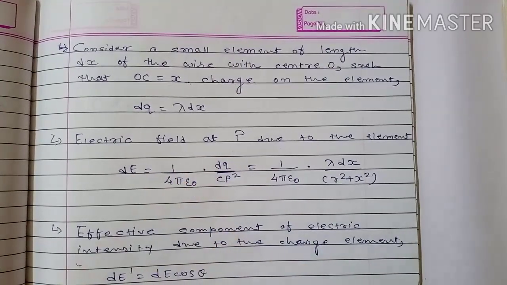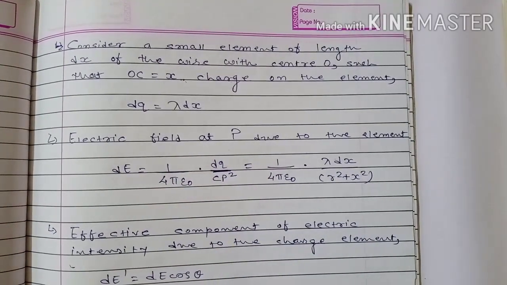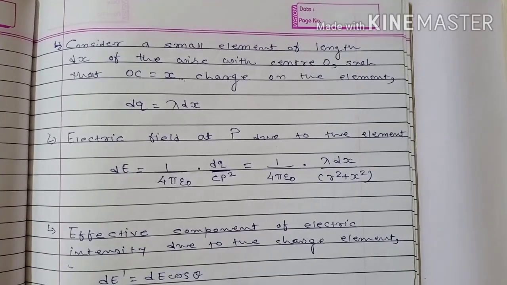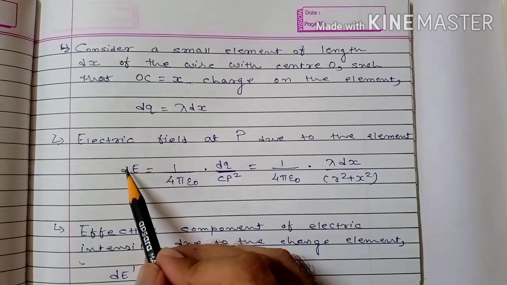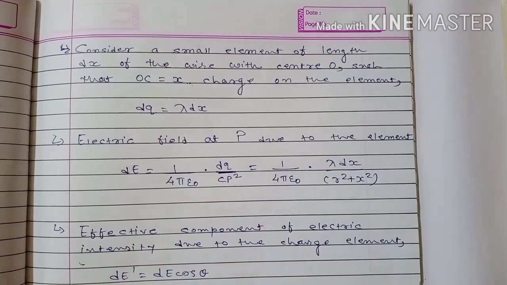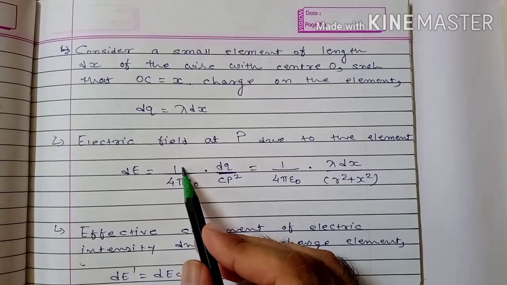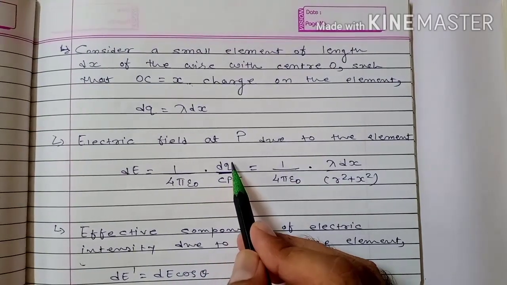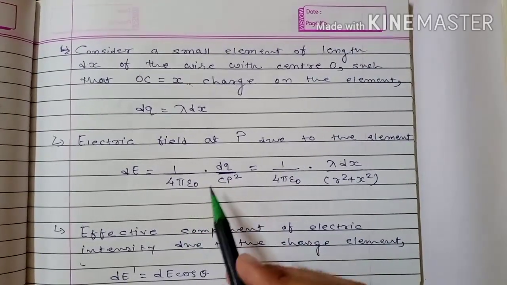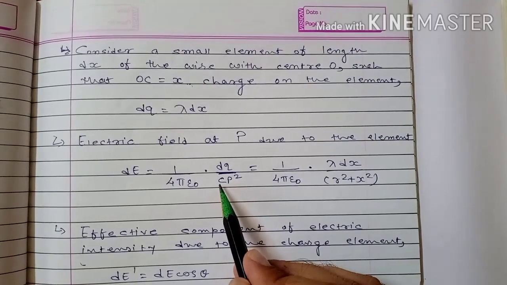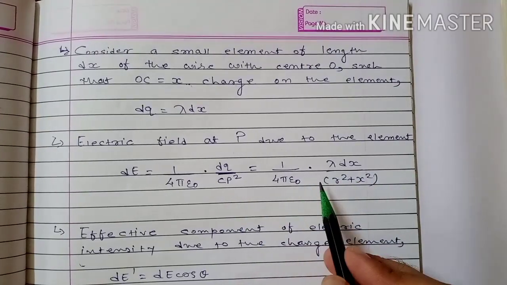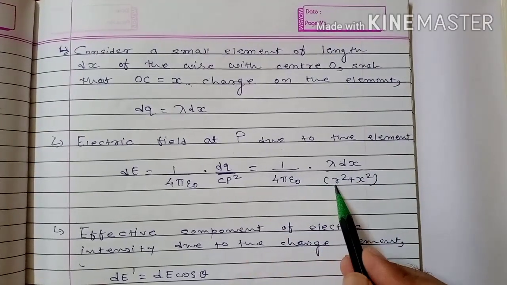Electric field at point P due to the small element is dE. Whenever we consider a small element, whatever charge is contained in it can be considered as a point charge, and we know the formula of electric field due to a point charge. According to Coulomb's law, electric field due to a point charge is 1 upon 4 pi epsilon naught q upon r square, that is, the square of the distance. So 1 upon 4 pi epsilon naught due to small charge dq, into dq upon the square of the distance of point P from C, that is CP square. So 1 upon 4 pi epsilon naught lambda dx upon CP, that is (r square plus x square) raised to 1 by 2, and the square of that is r square plus x square.